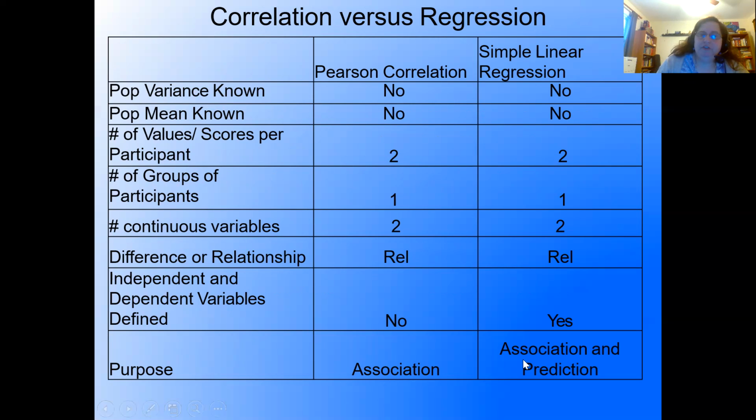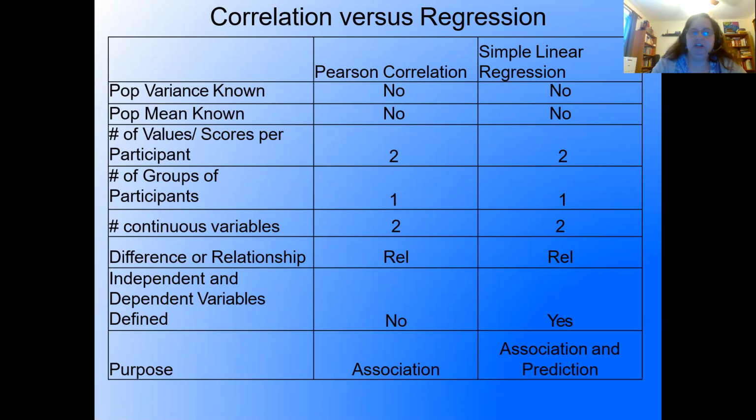Now, the purpose is important too. On the left, with Pearson correlation, we say it's association. On the right, we say it's association and prediction. True. Now, here's the thing. When you get a word problem that deals with correlation or deals with simple linear regression, it's probably not going to say, well, the IV is this and the DV is that, right? So what you're going to rely on in differentiating between correlation and regression is the wording.